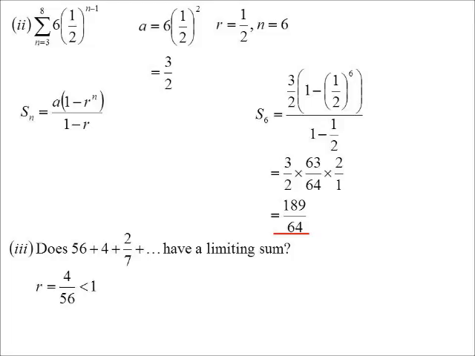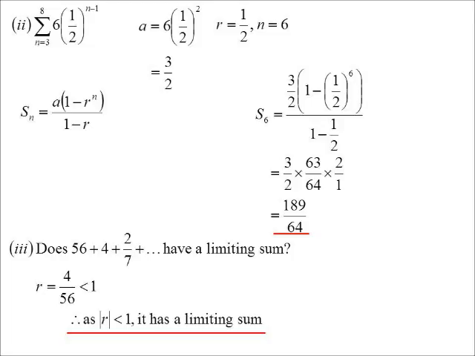4 on 56. I should have really checked this one to make sure that's also 4 on 56. What is it? 2/7 divided by 4. Is that 4 on 56? Yeah. Is it? Oh, yeah, of course. Yeah, right. Good. It does work. The ratio is the same. It is less than 1. So, yes, this particular pattern would have a limiting sum.